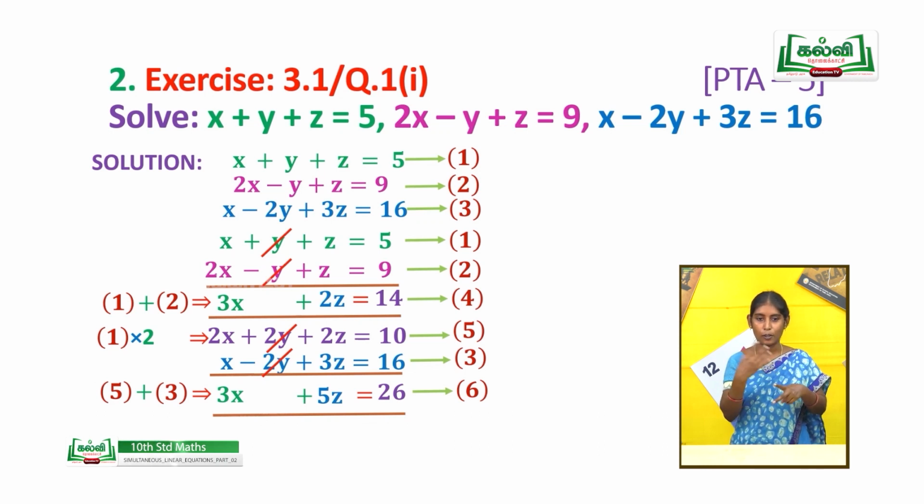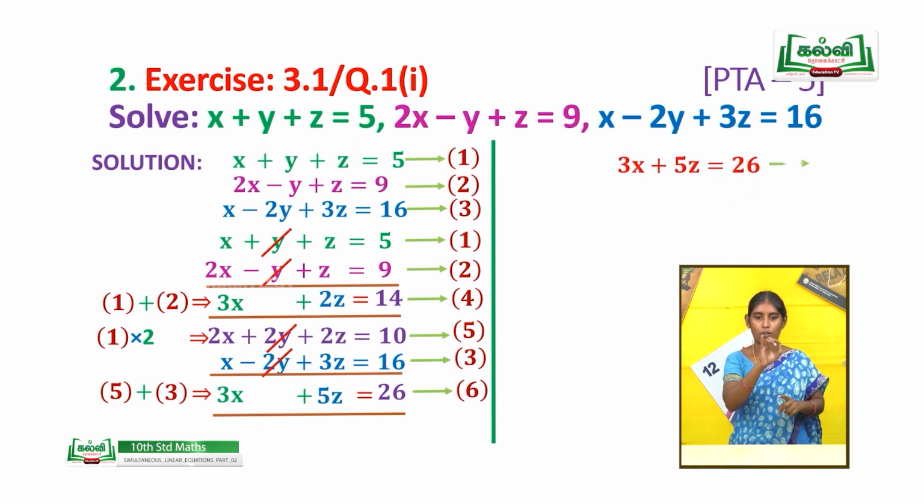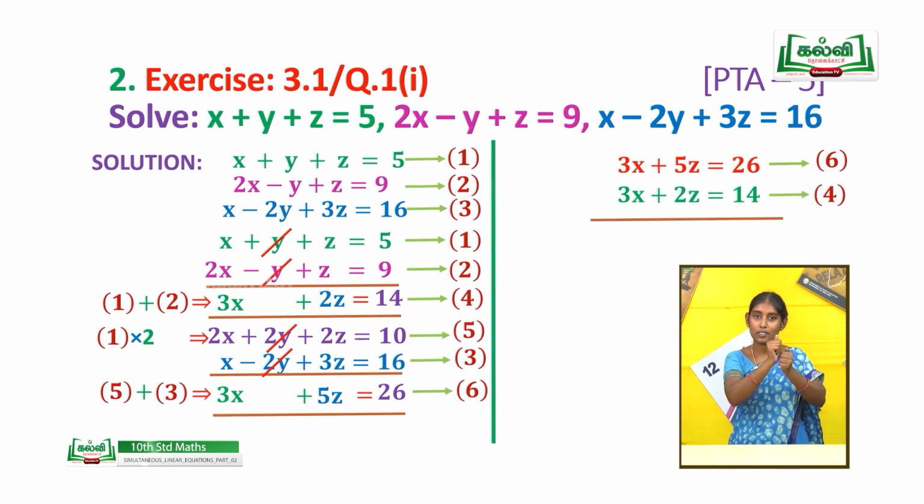So now what do we have to do? Look at equation 4 and look at equation 6 and see that both contain 3x. Quite simple, no? Equation 4 contains the 3x, equation 6 contains 3x. So we have to do the subtraction, very simple. So write the 6th first, then the 4th equation.